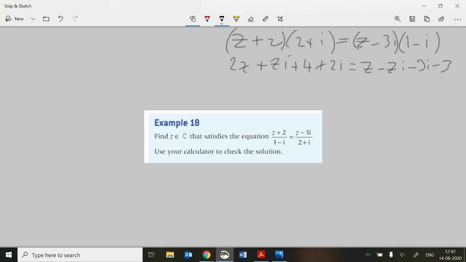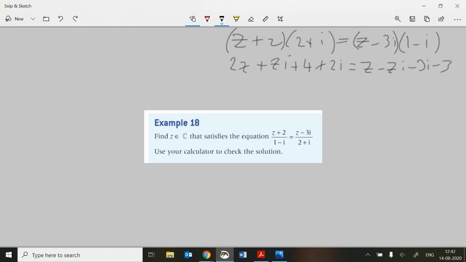Okay, now let's bring all of our Z's together, because we're trying to find Z is equal to something. So this time I'm not bringing all of my imaginary parts together nor my real parts together, because frankly, this includes imaginary and real parts. So let's just bring all the Z's together. I'll bring the Z's to the left-hand side.